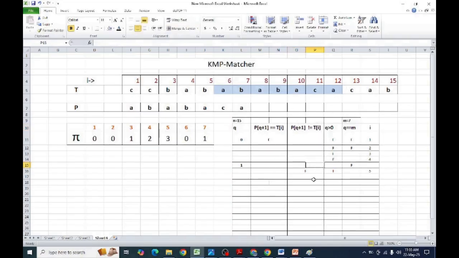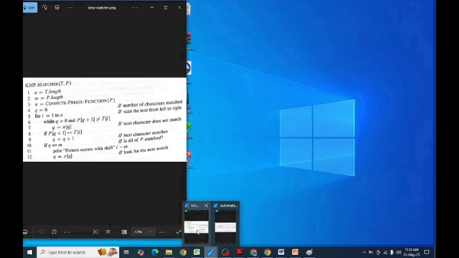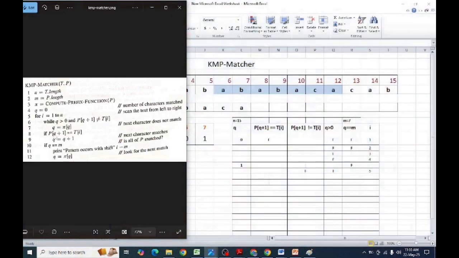This condition is false. This condition is true, this condition false. Again this while loop will not work. Okay, then q, so this condition is true. Okay, so q will be incremented. Q will be 2.